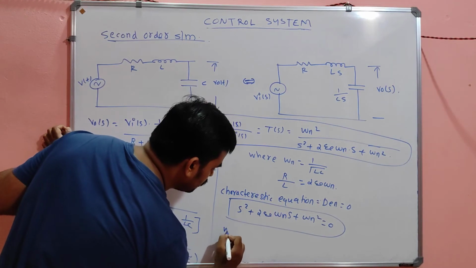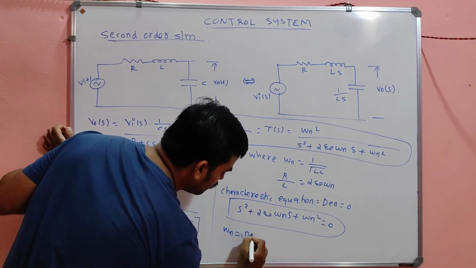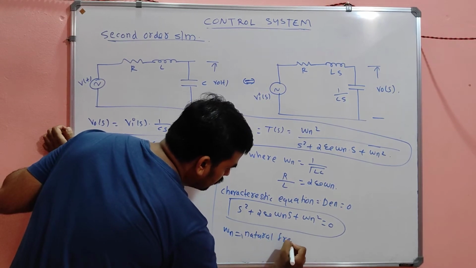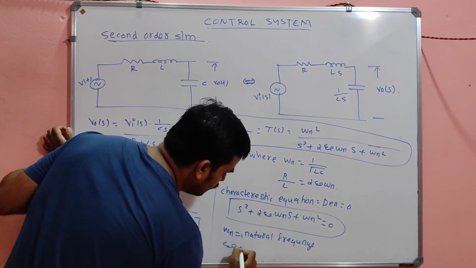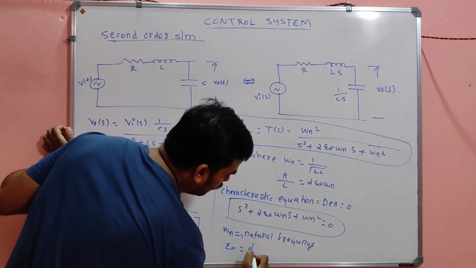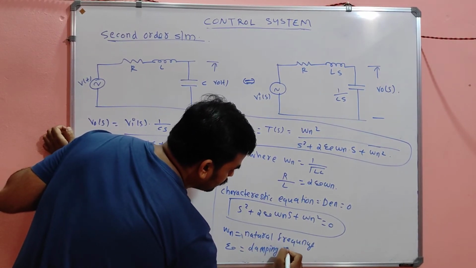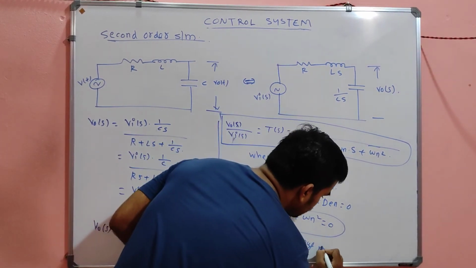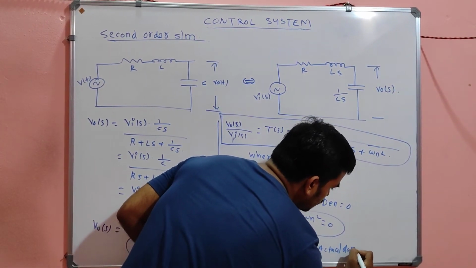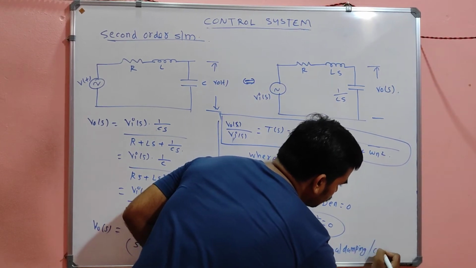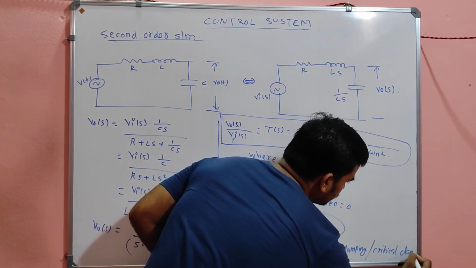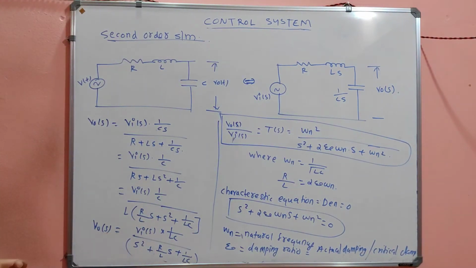Then omega n is the natural frequency, and theta is the damping ratio, which is nothing but actual damping divided by critical damping. Actual damping by critical damping. Is it clear, my dears?